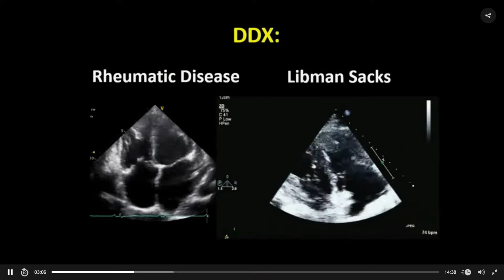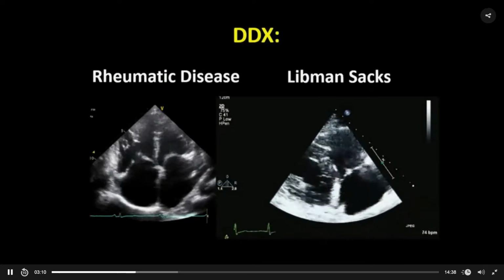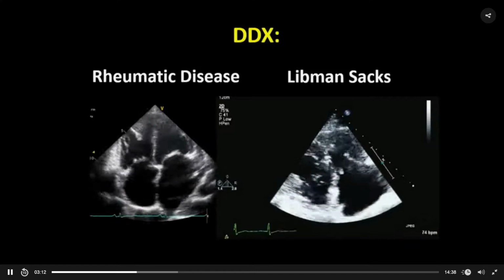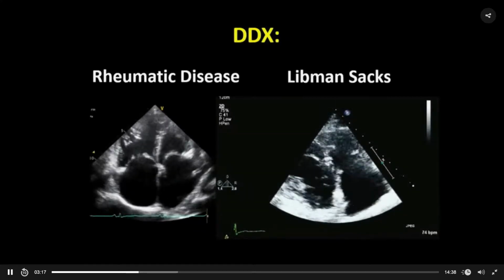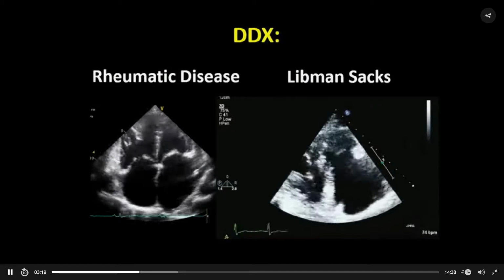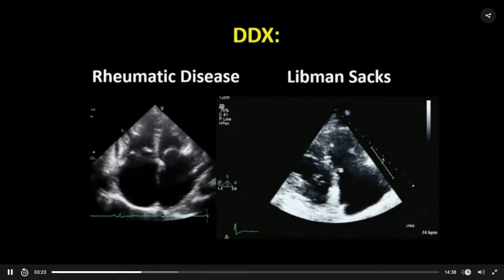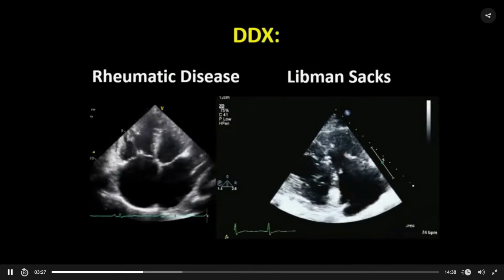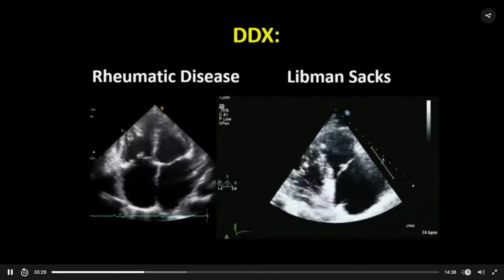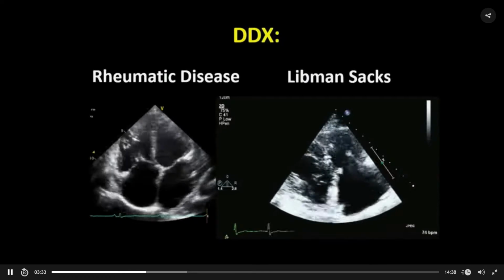However, unlike carcinoid, rheumatic disease would be unusual to see only with right heart involvement. It's typically seen in the presence of left heart disease. In fact, rheumatic disease tends to prefer the mitral and aortic valves. Libman-Sacks on the right is another entity in which you might see thickened leaflets, though usually the leaflets retain their pliability, and these patients have other diseases, rheumatologic diseases.